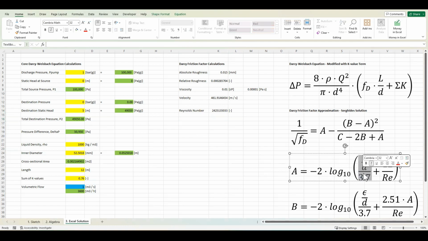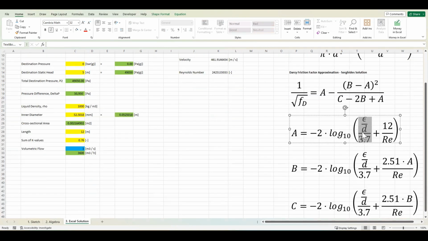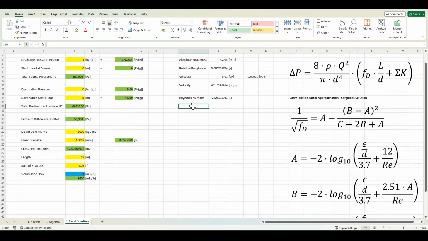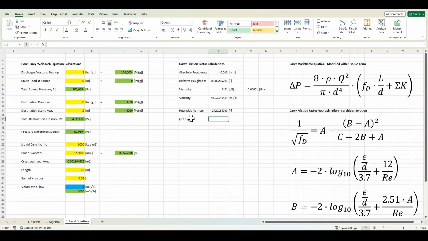I'm actually going to lump this together, so you'll notice it actually appears in all 3 of the lumped terms. So E over D divided by 3.7. This doesn't look massively neat, but you will see how this helps us. It's equal to the relative roughness, which is E over D divided by 3.7. Again, that's dimensionless because it's inside a log.